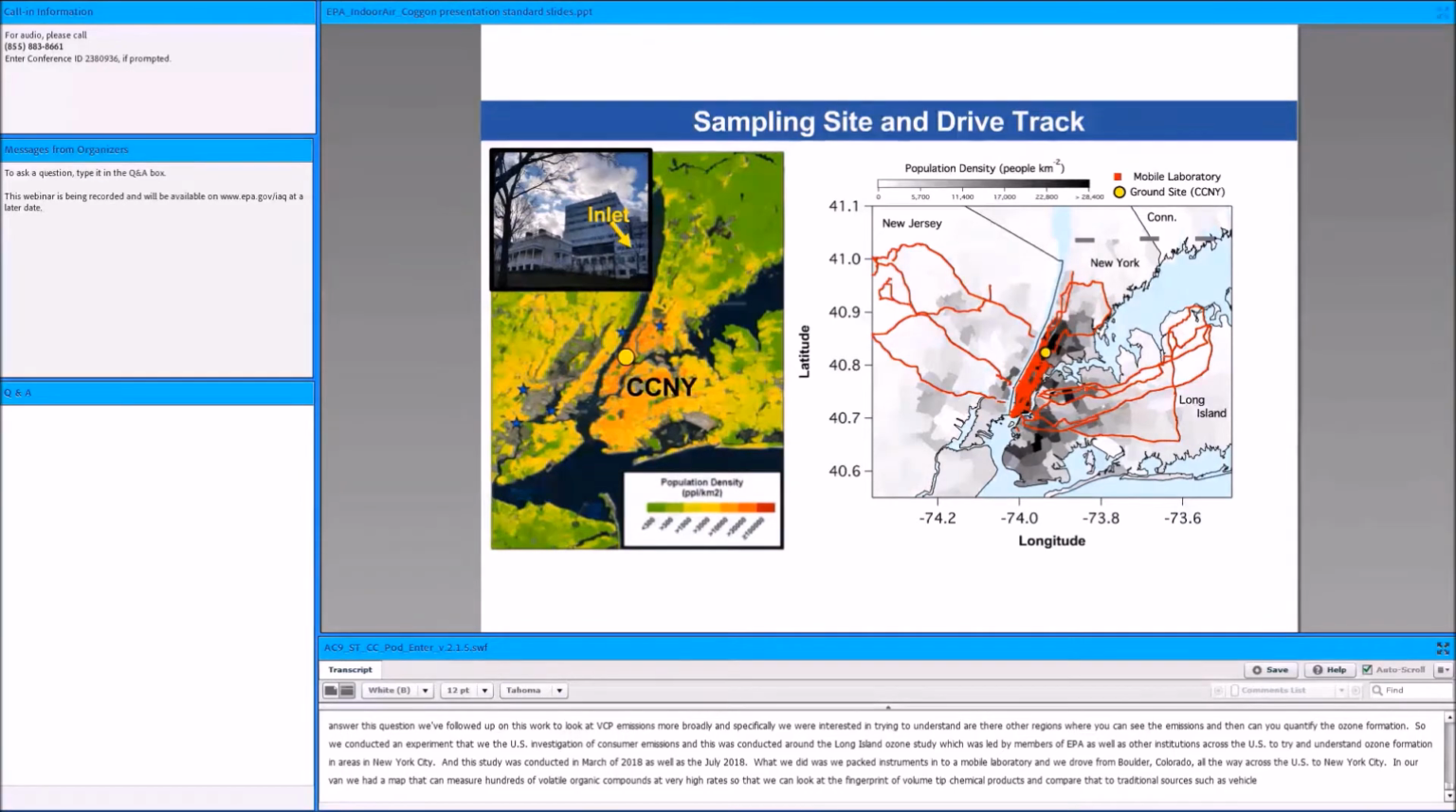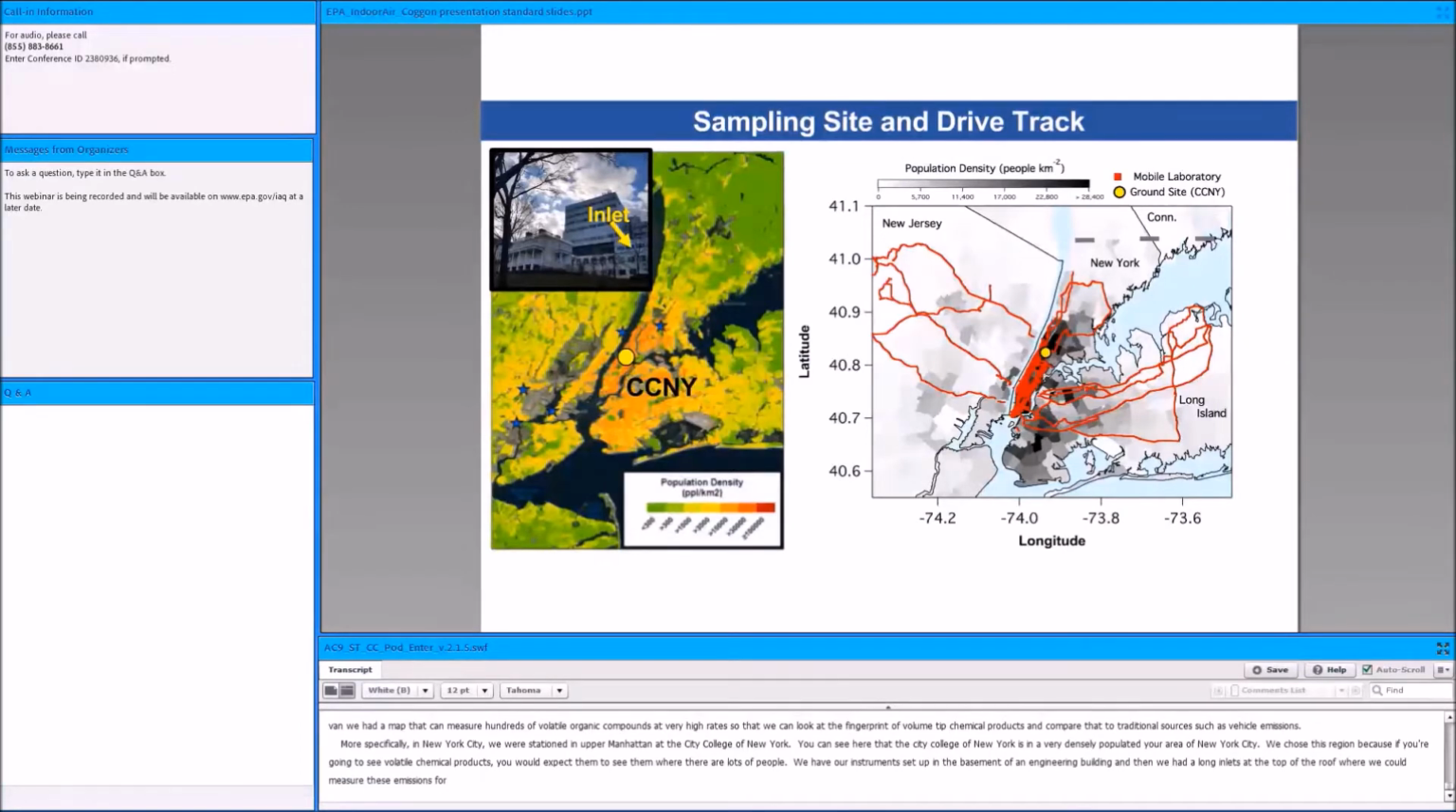More specifically in New York City, we were stationed in Upper Manhattan at the City College of New York. You can see here that the City College of New York is in a very densely populated area of New York City. We chose this region because if you're going to see volatile chemical products, you would expect to see them where there are lots of people. We had our instruments set up in the basement of an engineering building, and then we had a long inlet to the top of the roof where we could measure these emissions for multiple weeks.